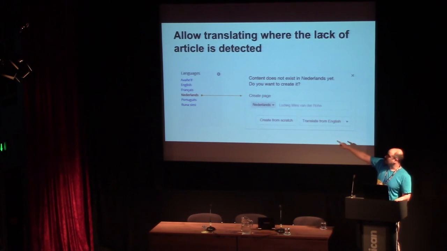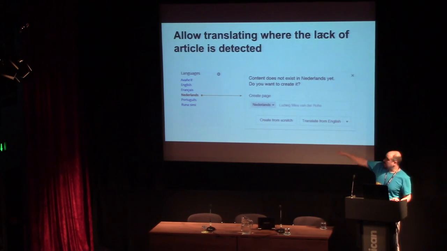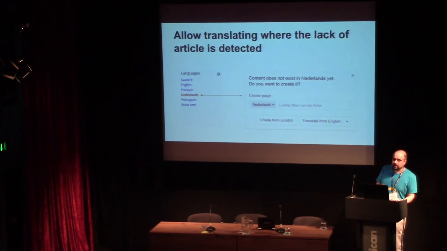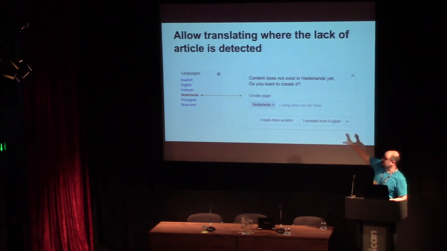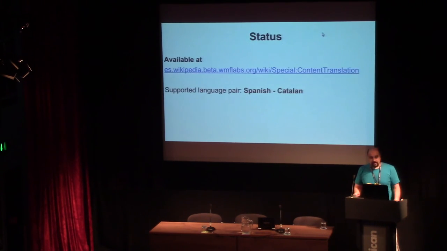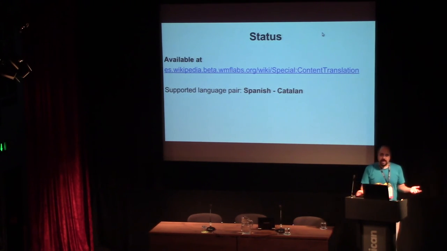Once you press the red link, you will be offered to create an article from scratch, not as content translation, but simply open an empty page for editing this article in that language. Or to use this button to translate the article from another language to open content translation. So this is one of the main entry points. And these are the two main entry points that we have.